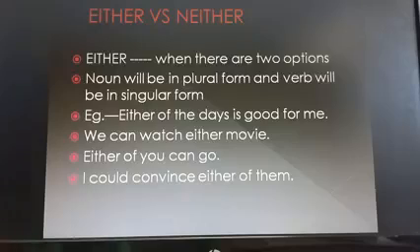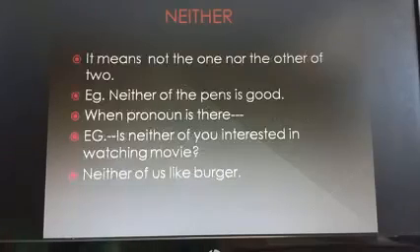When there is a pronoun, remember, them here is a pronoun. When there is a pronoun, then I could convince either of them. We are adding of with either. So this is about either. Next is neither. It means not the one nor the other of two.